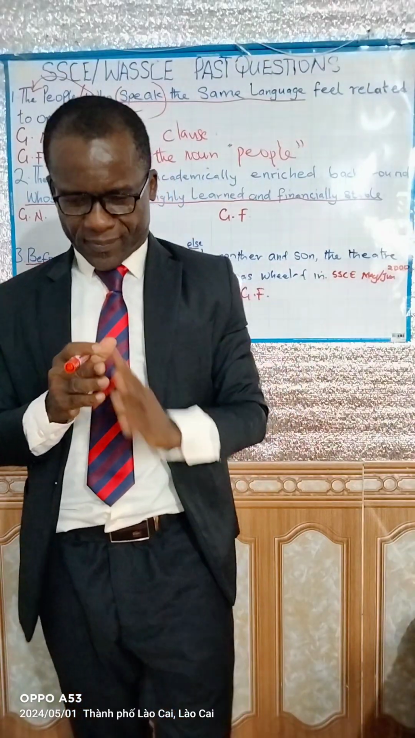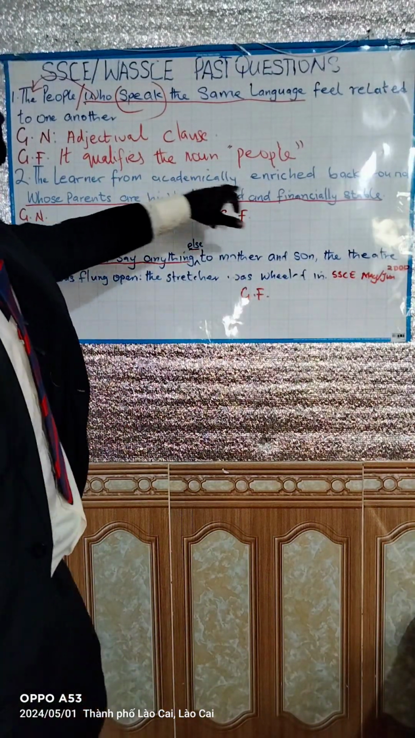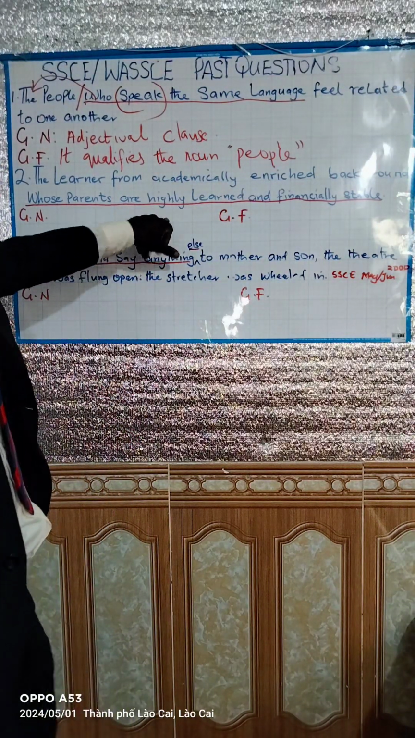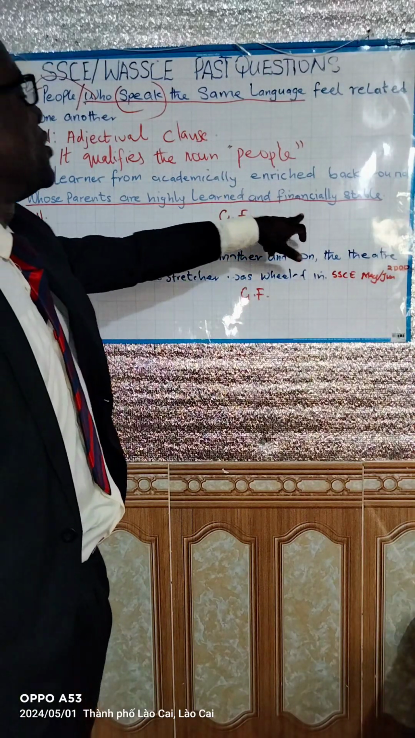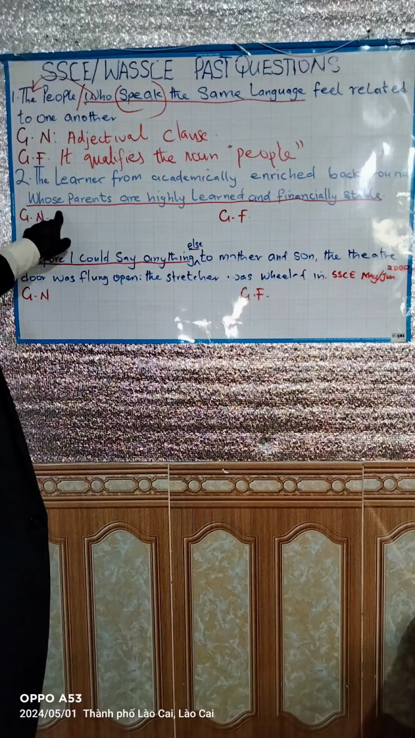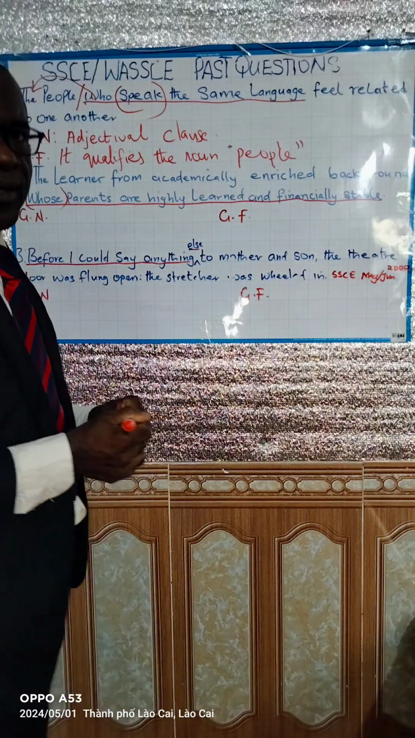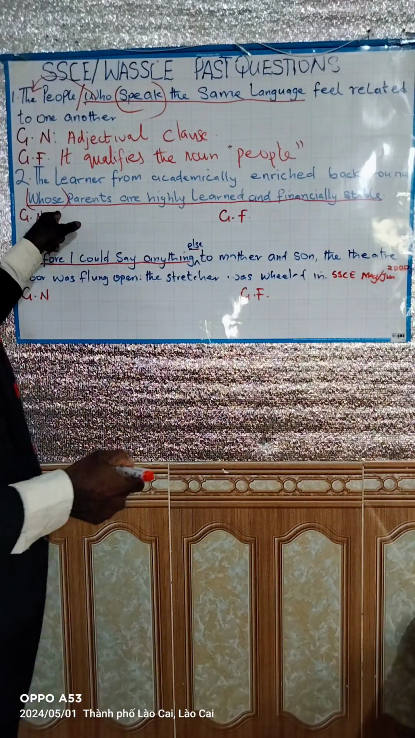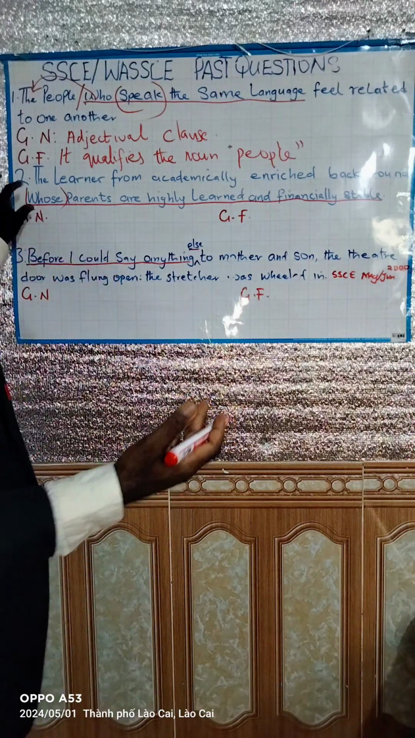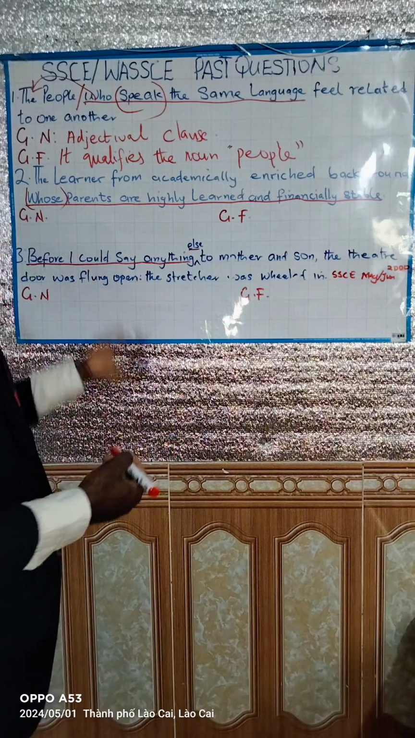Example 2. The learner from academically enriched background whose parents are highly learned and financially stable. Very simple. Test 1, we test for what? The markers. Whose. Of course, who and whose are still relative conjunctions, and so we are moving towards adjectival. So it has whose.